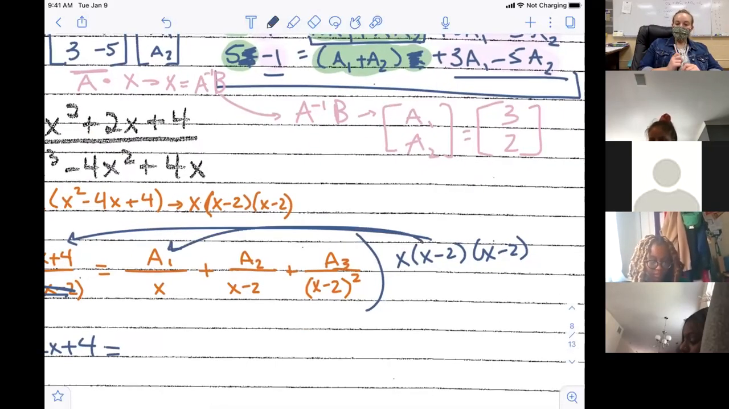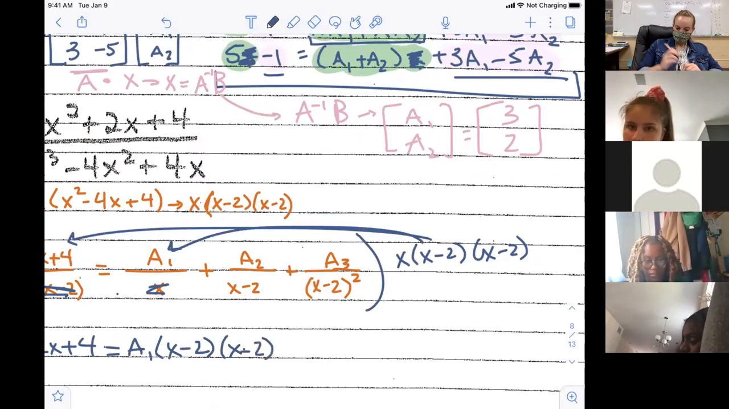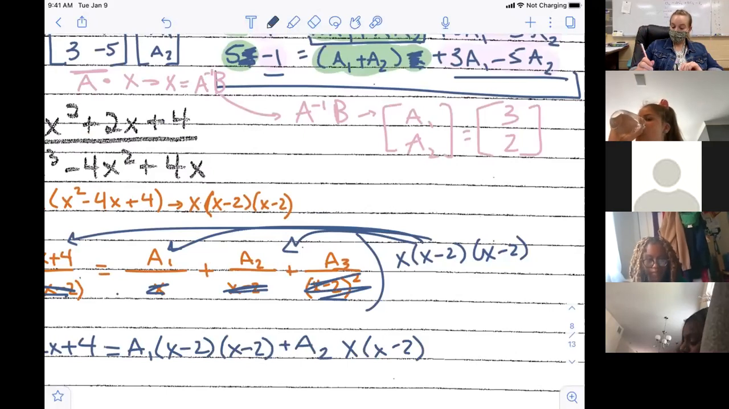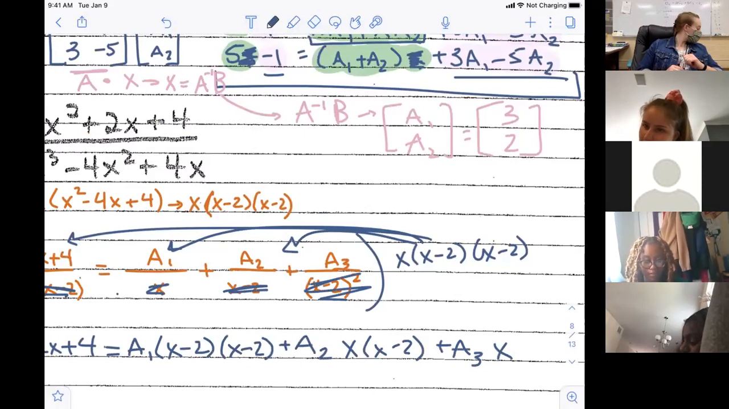When I multiply it by my first term, the x is what cancels out. So I'm going to do a1 times x minus 2 times x minus 2. When I do the second term, I just have one x minus 2. So I'm going to cancel that out, and I'm left with a2 times x minus 2. I only get rid of one of the x minus 2s. And then the last one has an x minus 2 squared. So I get rid of both of the x minus 2s, and it's just going to be a3 times x times x.